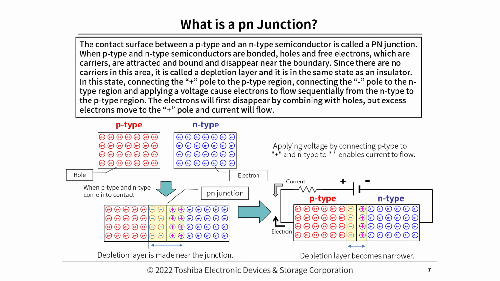In this state, connecting the plus pole to the P-type region, connecting the minus pole to the N-type region and applying a voltage cause electrons to flow sequentially from the N-type to the P-type region. The electrons will first disappear by combining with holes, but excess electrons move to the plus pole and current will flow.